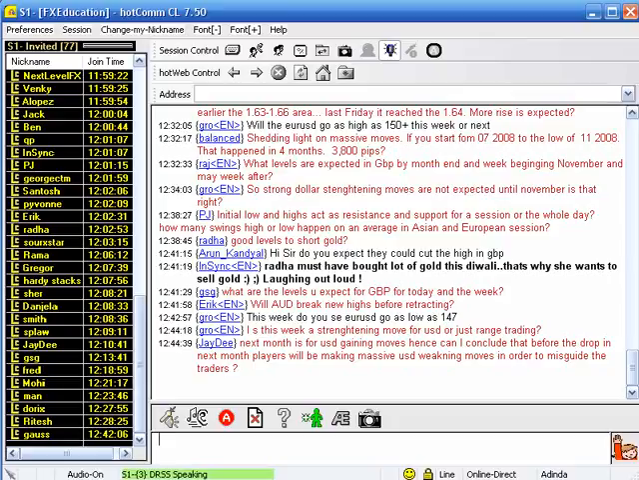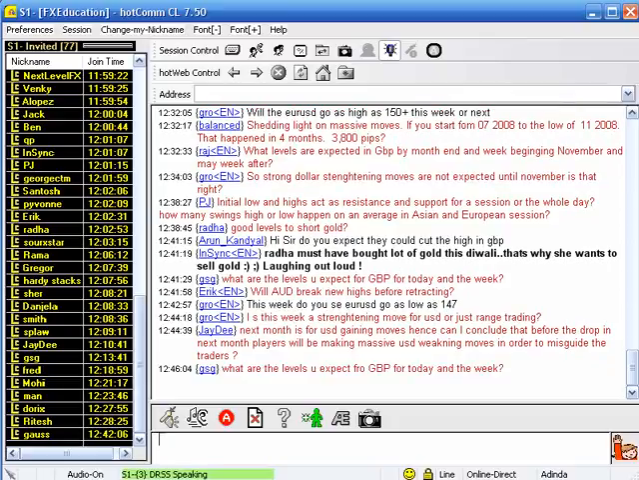Will Australian dollar break new high before retracing? No, I doubt very much whether Australian dollar can cut the high set now. Next month is for USD gaining moves. Hence, can I conclude that before the drop in next month, players will be making massive USD weakening moves in order to misguide the traders? So obviously, that is what they have been doing already, and they are holding the high and building sell positions in the market. Okay, these are all the questions.